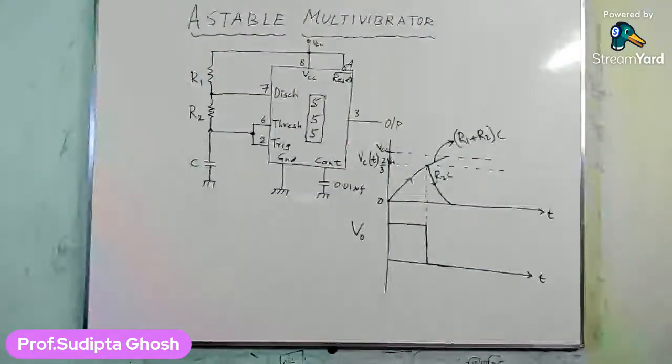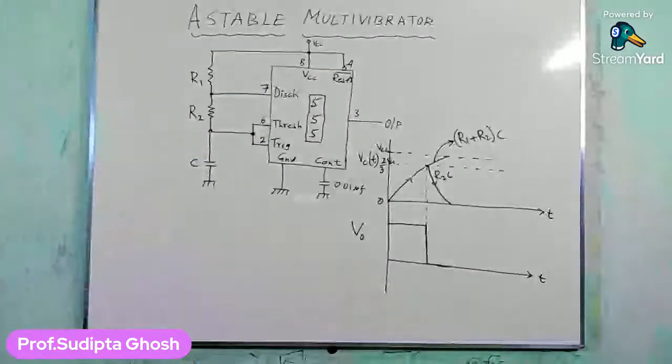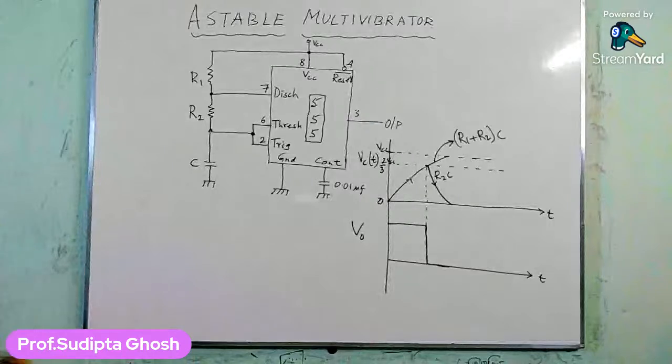Up to this, is it clear? Is it clear for you up to this part of this lecture, that now the capacitor starts to discharge from the value of 2/3 VCC? Is it okay?